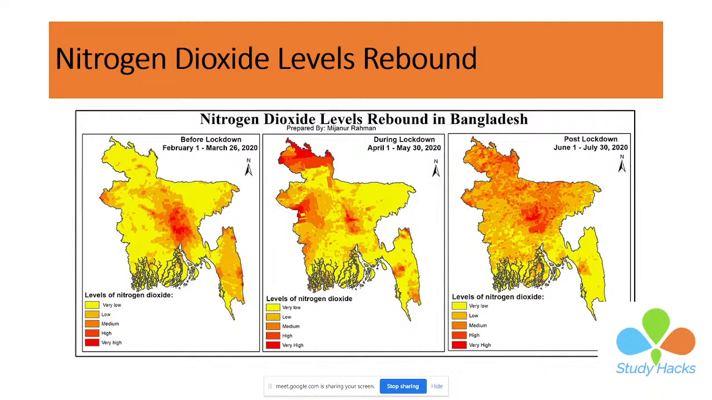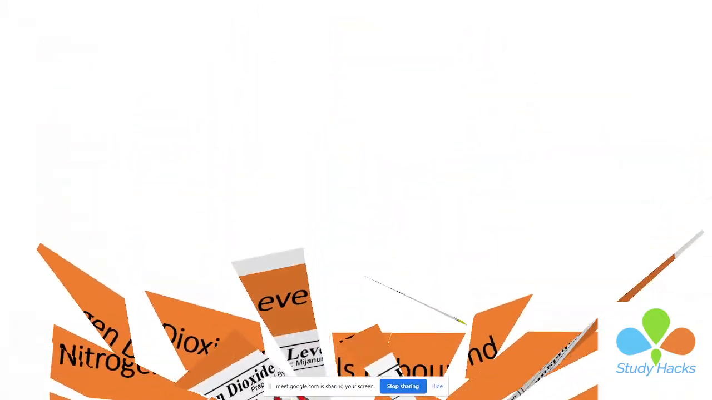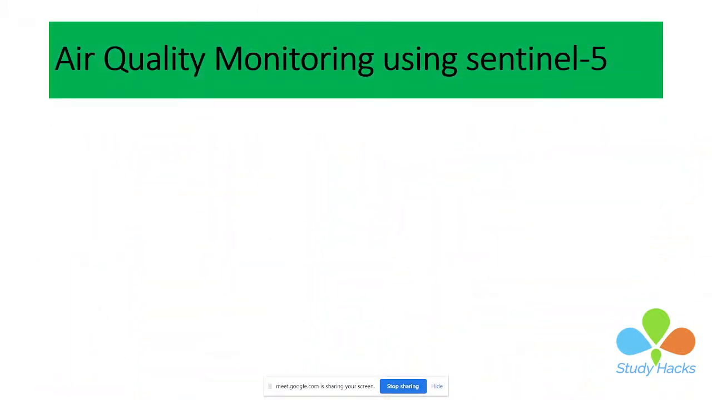Mainly we will do all of these things using the Google Earth Engine platform. Then we can download the data as a TIFF and make the map layout in ArcMap software. This time I will discuss air quality monitoring using Sentinel-5 satellite imagery.